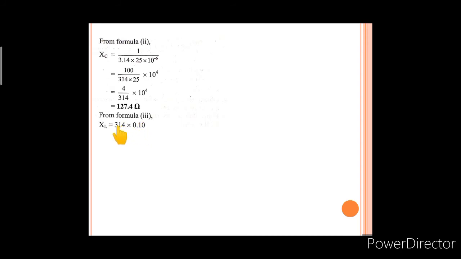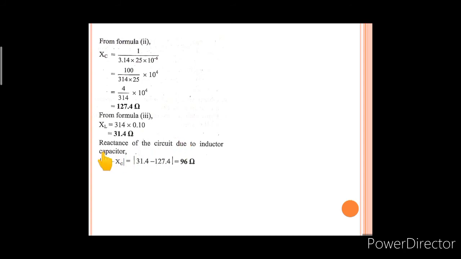Then by using the third formula, XL is equal to omega L, we have to substitute the value. Omega is 314, L is given 0.10, and the multiplication of 314 and 0.10 we are getting as 31.4. So value of XL we are getting as 31.4 ohm.